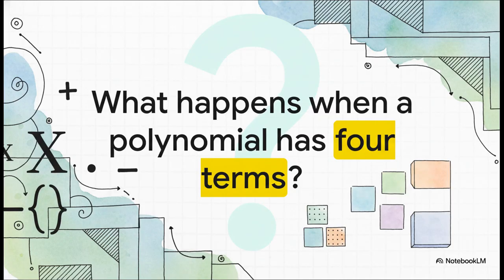You've probably mastered factoring out the greatest common factor. You're a whiz with trinomials, but then you hit a wall. A polynomial with 4 terms. What do you even do with that? Well, that's the exact puzzle we're going to solve together today.